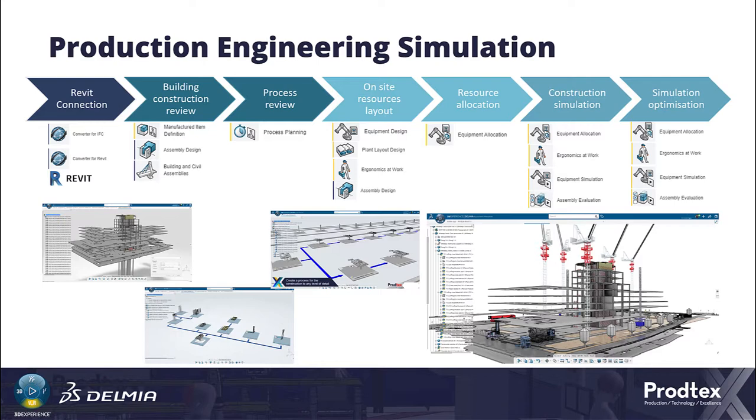From the 4D build-up, this is where we're going to start to allocate equipment, so things like cranes and pump trucks and things like that. And then at this point, we can start to do the real special stuff within 3D Experience Delmia. I've started to do some of the great simulations, which we're going to show you a little bit later in this presentation.